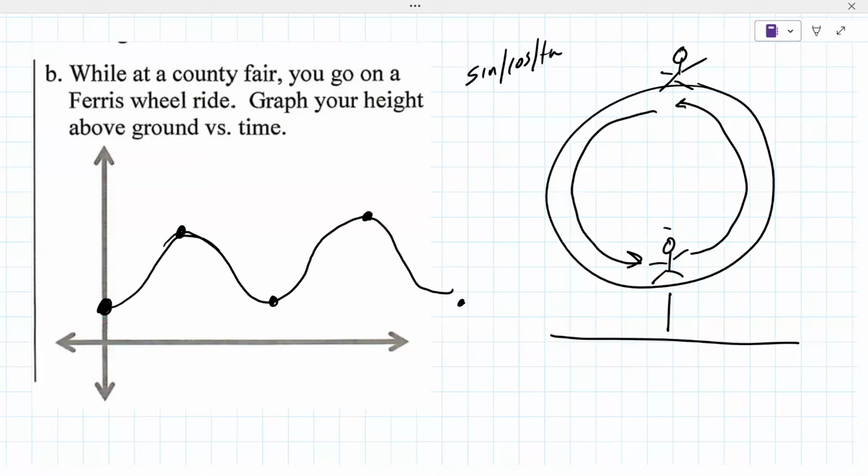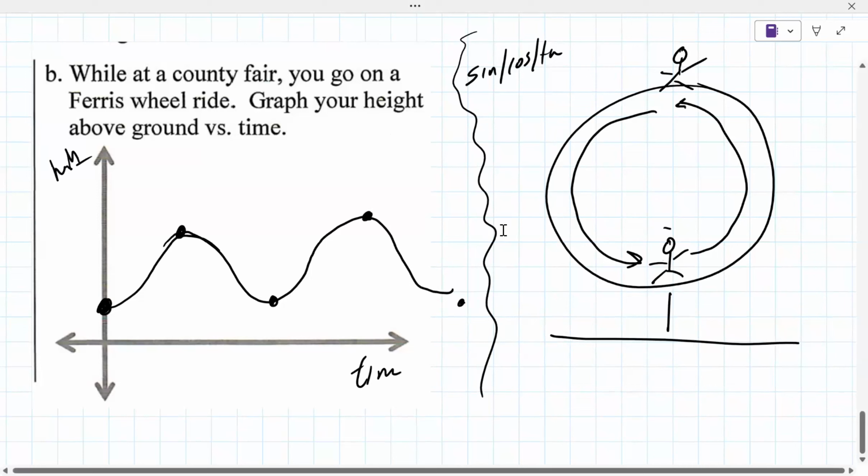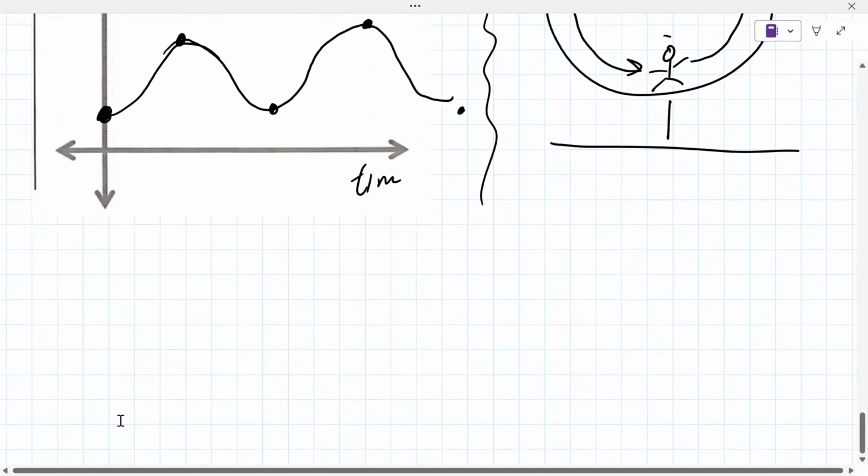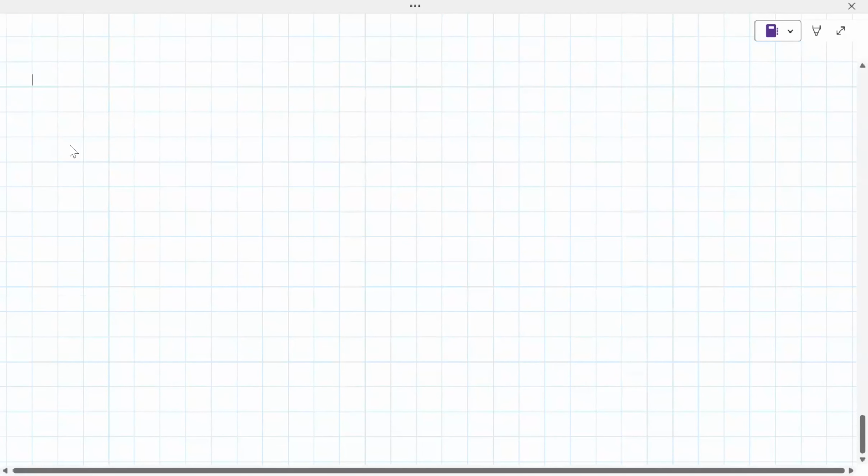Let me know when you get that down. So you have to be careful here that you don't graph the physical situation. You graph, in this case, time and height. You can draw the physical situation, you should, but you don't need to graph it. That's not what you're graphing. So here we go. Another question here.